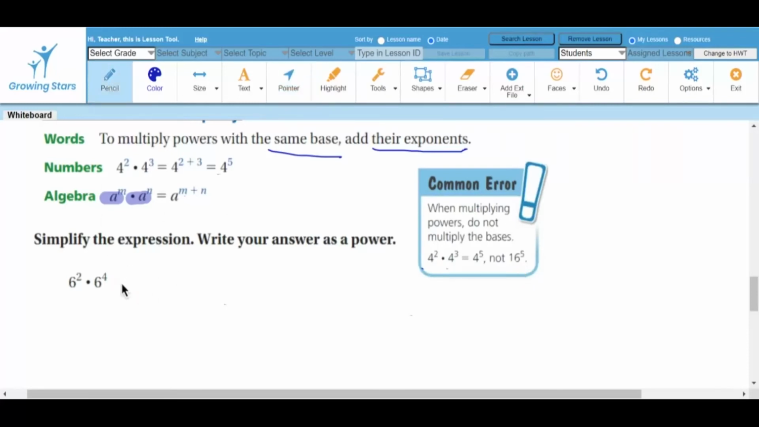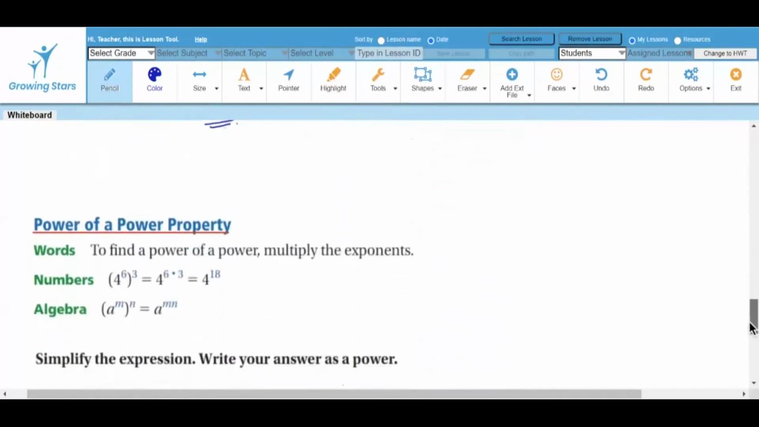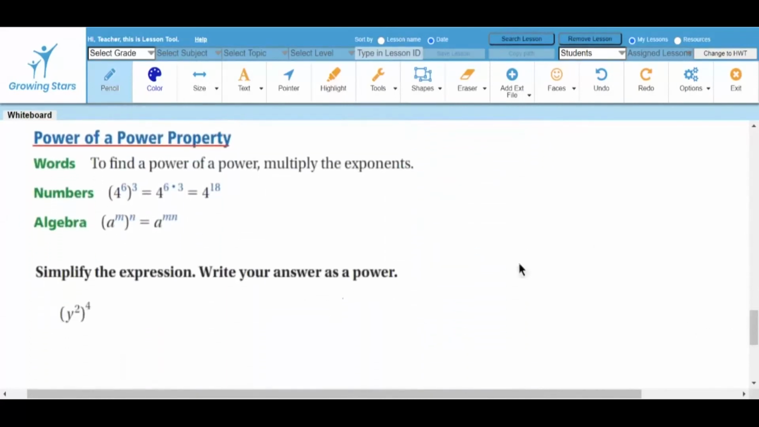So let us look at this example. 6 squared times 6 to the power of 4. So you can write it down as 6 to the power of, add the exponents, 2 plus 4 will give you 6 to the power of 6. So you just have to write it down as a power, so you don't have to do anything else. Moving on to the next property.